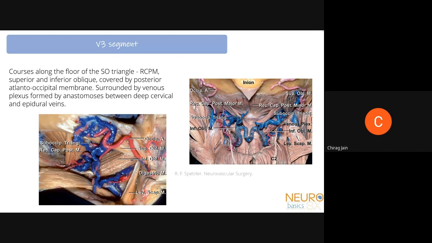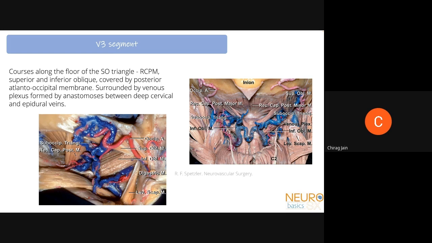Within this triangle, the floor of the triangle is bound by the atlanto-occipital membrane, and over that we can see the vertebral artery V3 segment running. So after dissection, as you can see here, this is the suboccipital triangle. This is the rectus capitis posterior major. This is the inferior oblique and the superior oblique. And so if you dissect this region, you'll find the vertebral artery over here.